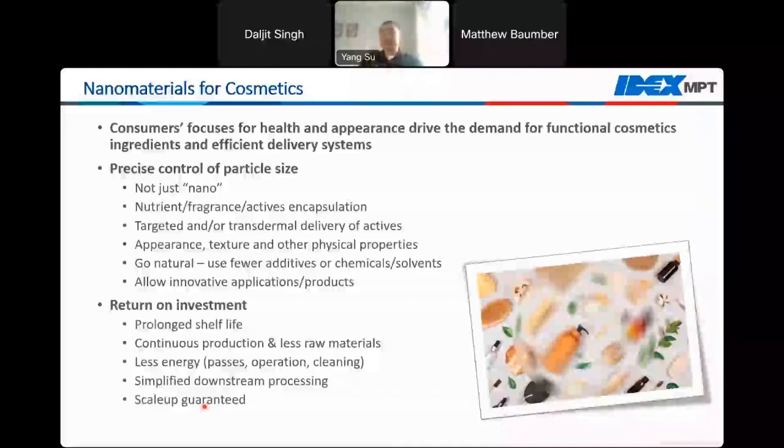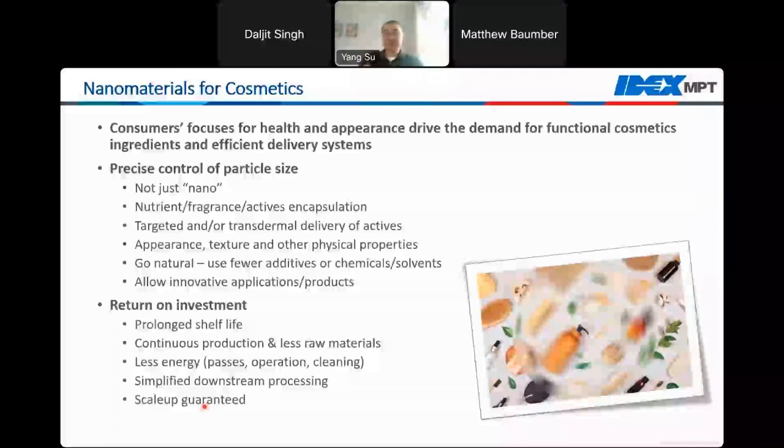So to produce nanomaterials, again, particle size is very important. I've talked about that already. You want to precisely control the particle size because when you talk about nano, it's not just a value, it's a range of the particle size. It can be as little as a few nanometers to maybe 100 nanometers, or to several hundred nanometers, or even slightly bigger to close to sub-micron particle size. So each different ingredient and product will probably have a requirement for a different particle size.